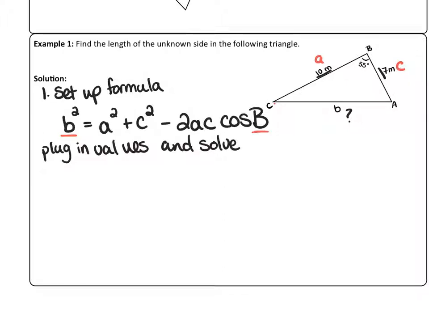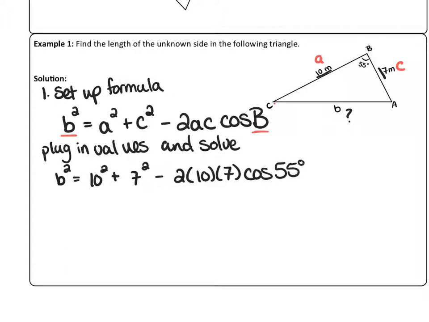Okay, so let's go for it. B squared equals, A is 10, so 10 squared. C is 7. So 7 squared minus 2 times 10 times 7. And then cos of angle B, and B is 55 degrees.